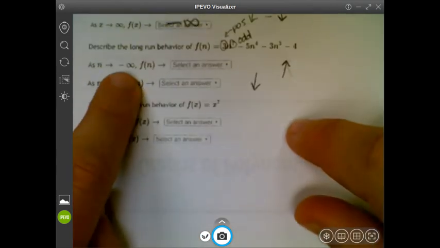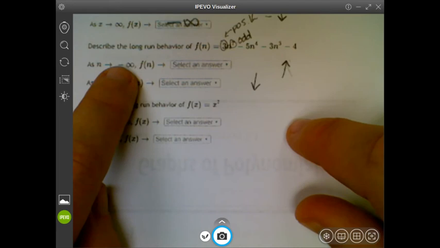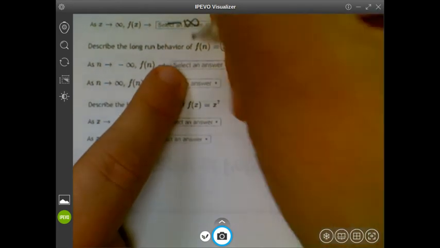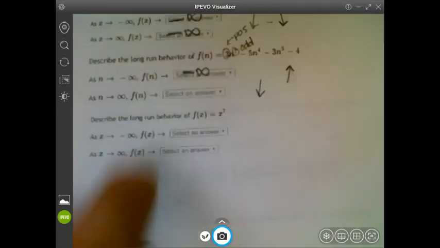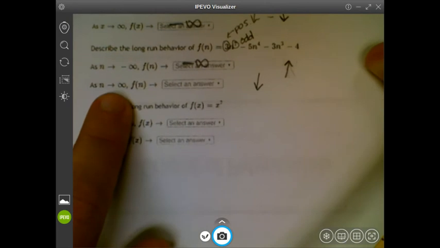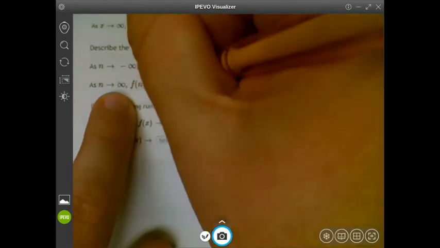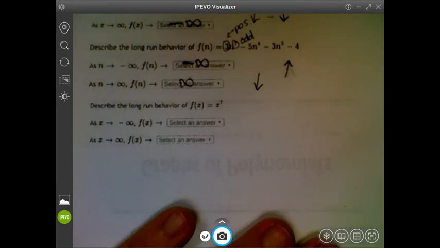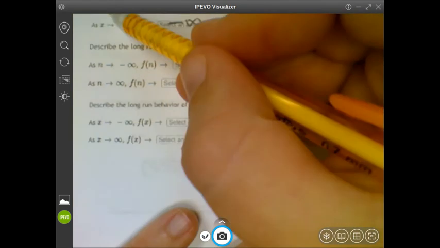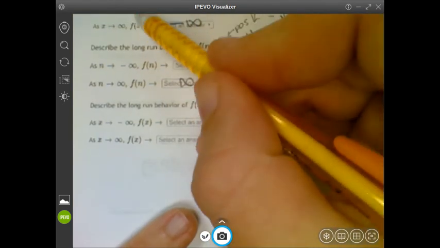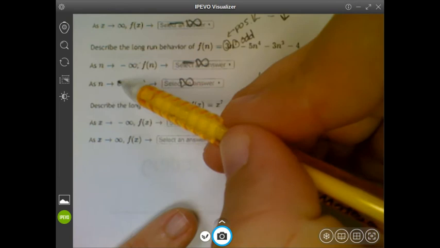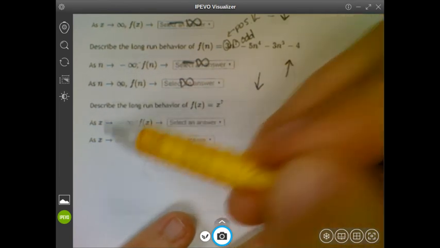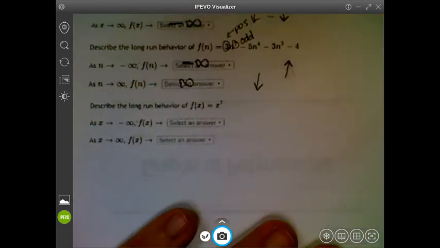So this is saying as n goes to negative infinity, that's the left. Well, on the left, it's going down, so we'll say negative infinity. As n goes to positive infinity, that's the right. This one is going to positive infinity. Just remember, if your variable is going to negative infinity, that's the left. Positive is the right. Left, right, left, right. So what's happening on the left? What's happening on the right?